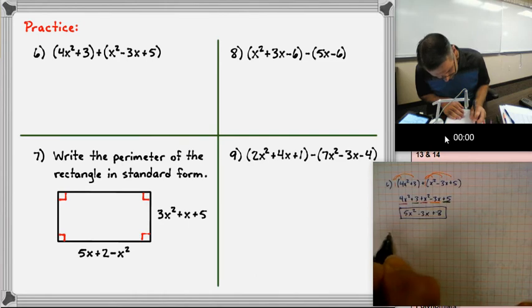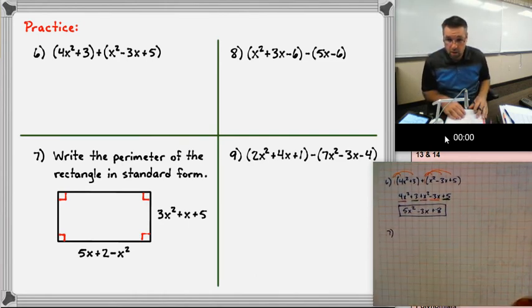Number 7, it says, what is the perimeter of the rectangle?